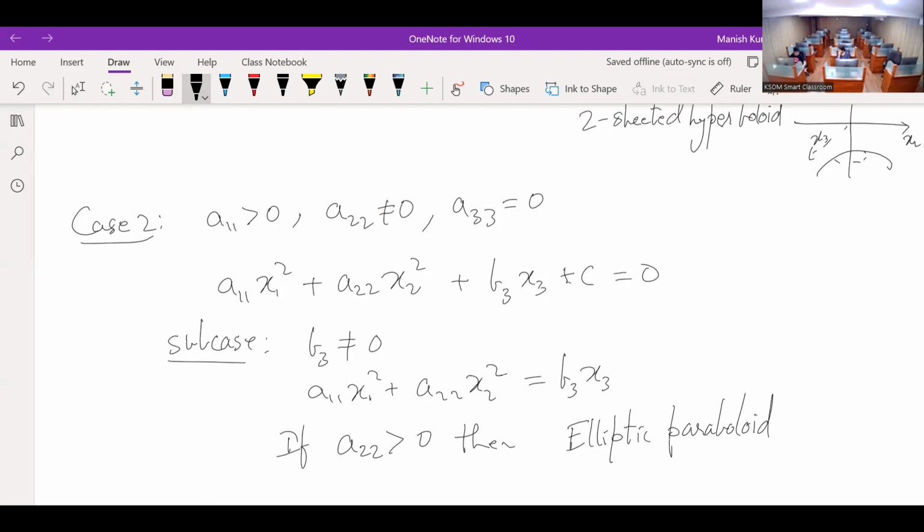So for instance, if you put 1, 1 and B3 to be also 1, then it will look like a paraboloid. So this is how it will look. It should pass through the origin if I look at this equation. So this looks like.